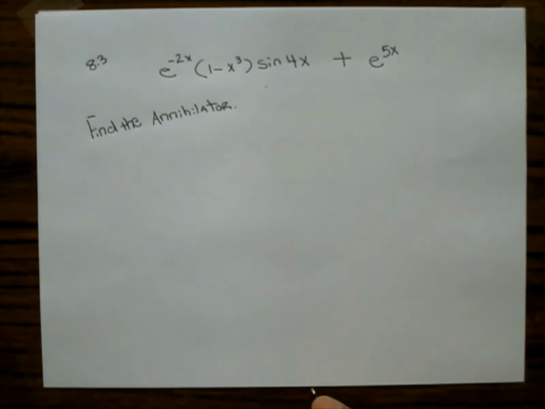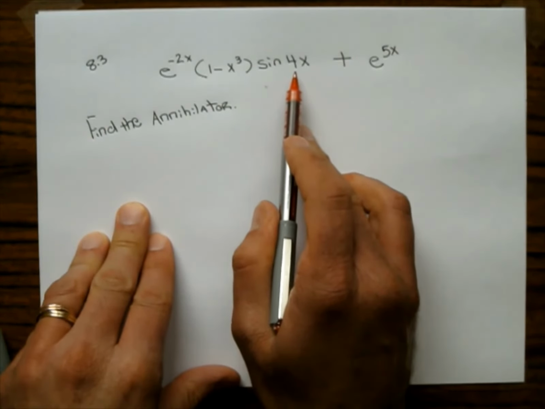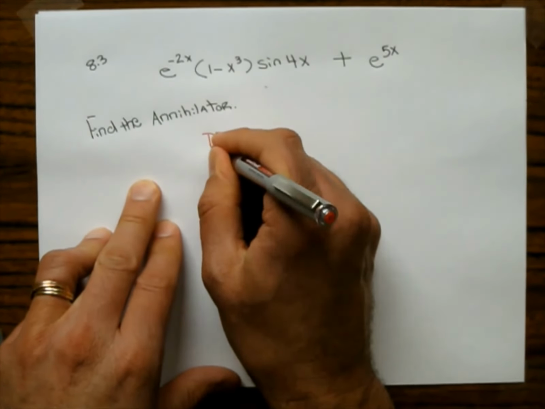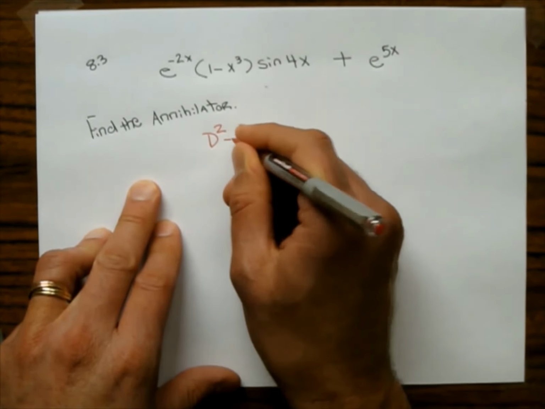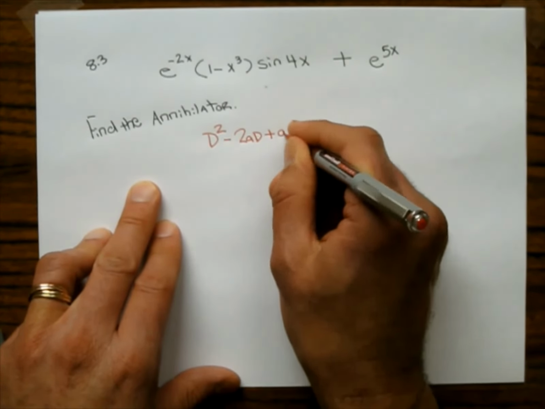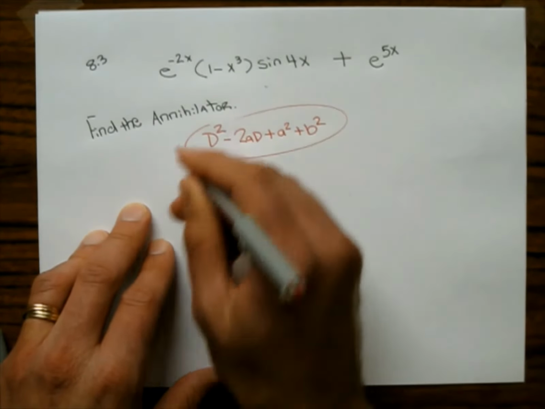Now, the important formula to remember for annihilators is when you have a sine or a cosine multiplied by an e to the ax, the formula is always going to be D squared minus 2aD plus a squared plus b squared. So that's the formula to remember.